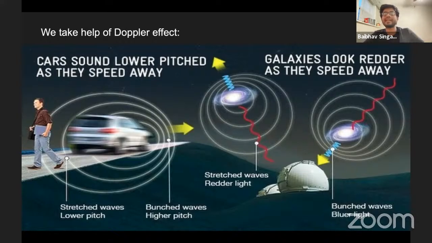What happens is that if the car is approaching you, the pitch starts rising, and as the car departs away from you, the pitch starts coming down again. That's the same thing that is happening out here. If a galaxy is approaching us, it will get blue shifted, which means the wavelength will get shorter and the frequency of light will increase. And if a galaxy is going away from us, it will be red shifted. So in an expanding universe, galaxies far away from us should always be red shifted.